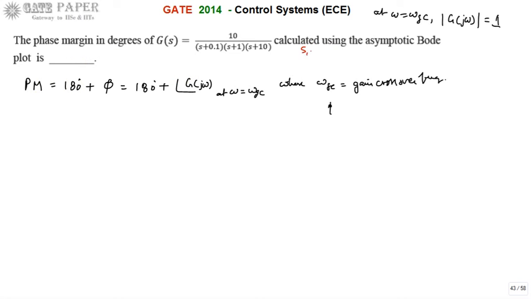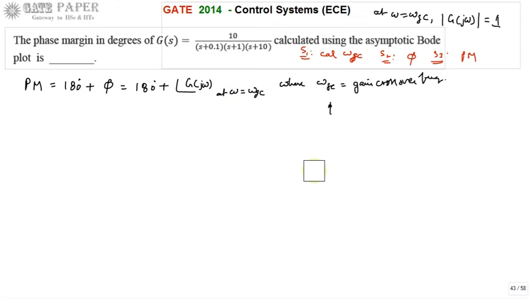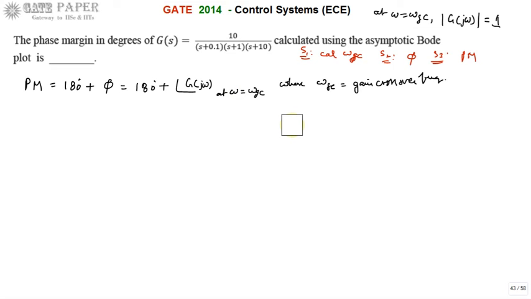So to calculate phase margin, the first step is to calculate omega gc, the gain crossover frequency, using this. The second step is to calculate phi, that is, write the phase angle for G(j omega), replace omega with omega gc, and then calculate phi. Later you use step three to calculate phase margin, that is 180 degrees plus phi. So first we are interested in calculating omega gc. At that frequency the magnitude of G(j omega) will be unity.